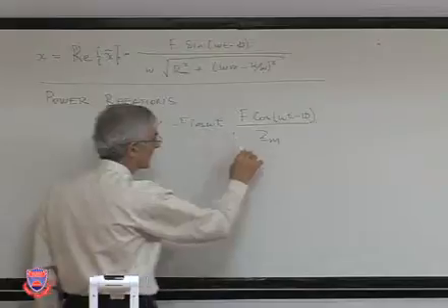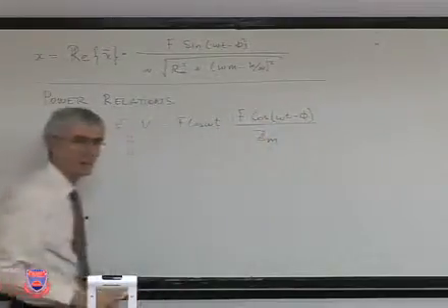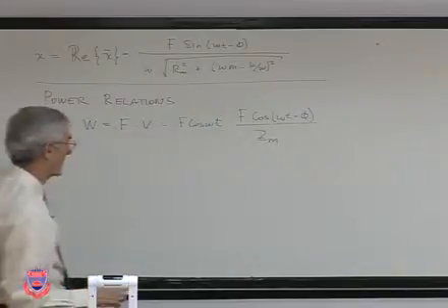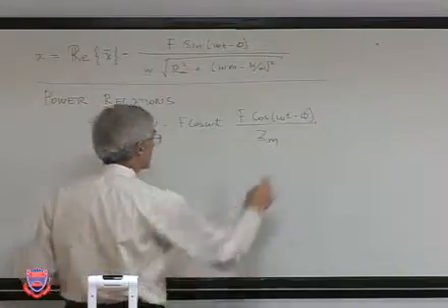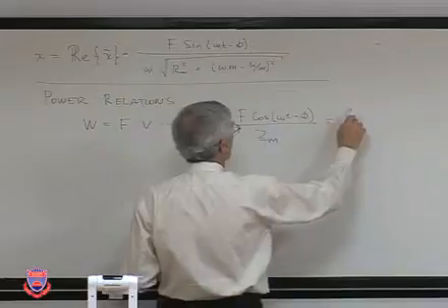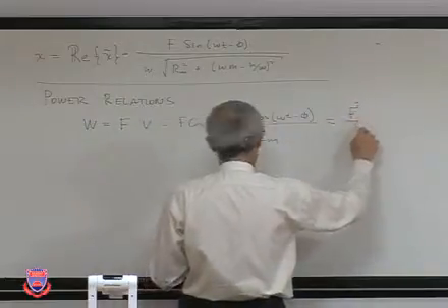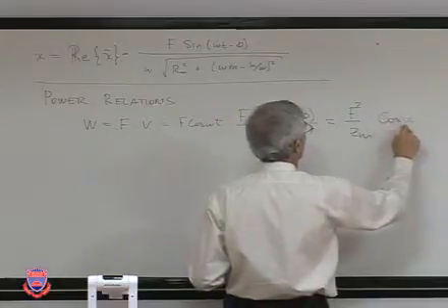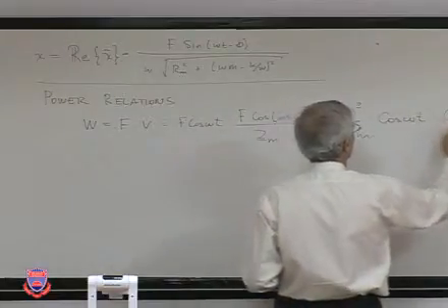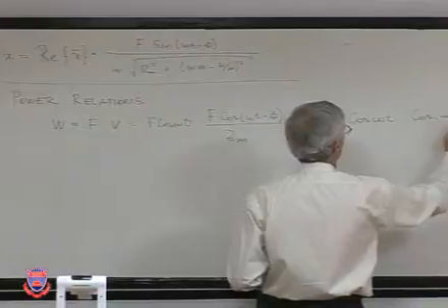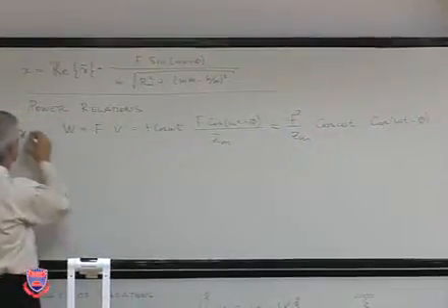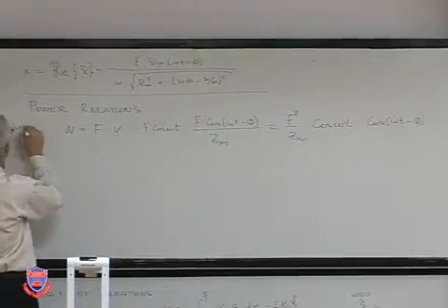Okay, remember velocity can be expressed in terms of impedance. Not only displacement, but velocity can be expressed in terms of impedance. Then what we have here is F squared divided by impedance and cosine omega t times cosine omega t minus phi. Okay, this is the instantaneous power.